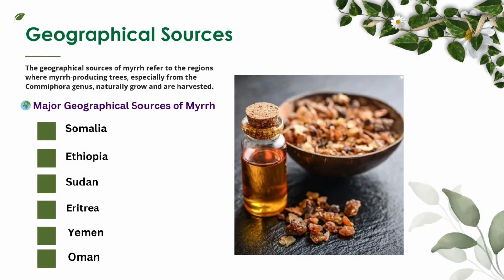Geographical sources: Myrrh-producing Commiphora species naturally grow and are harvested in several countries, though the major sources are Somalia, Ethiopia, Sudan, Eritrea, Yemen and Oman. These arid and semi-arid regions provide the ideal environment for this hardy tree.